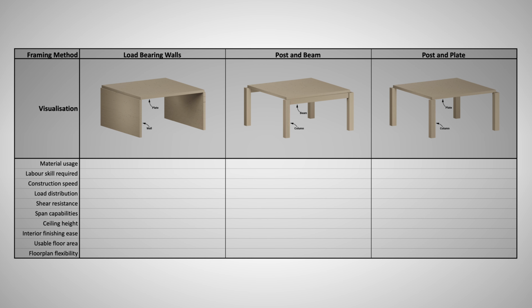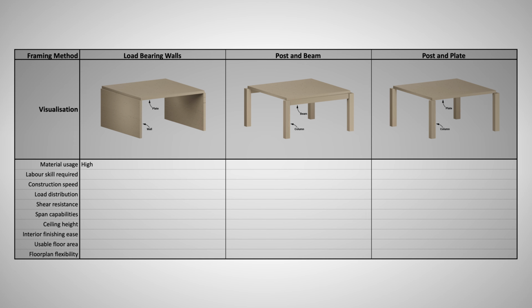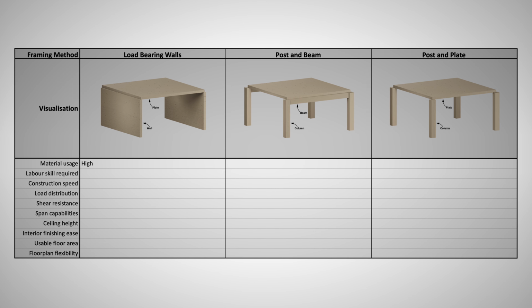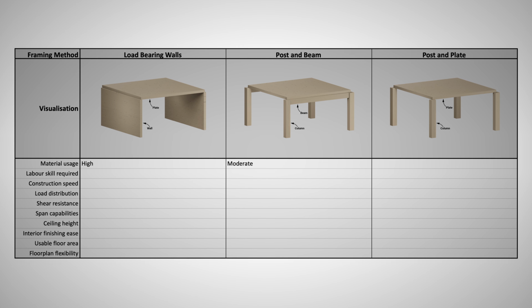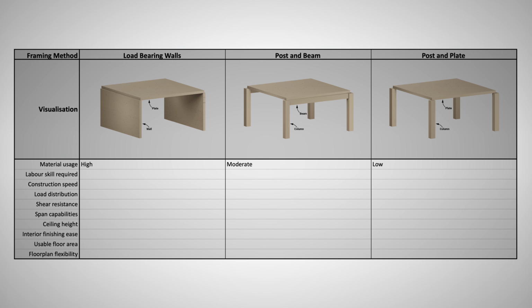Buildings constructed with load-bearing walls require a high volume of material, whereas post and beam constructions use a moderate amount, and post and plate methods use a low amount. The amount of material used directly determines a structure's overall weight, with more material resulting in a heavier structure. This weight, in turn, impacts foundational requirements, as lighter structures impose lower loads, allowing for less robust foundations.